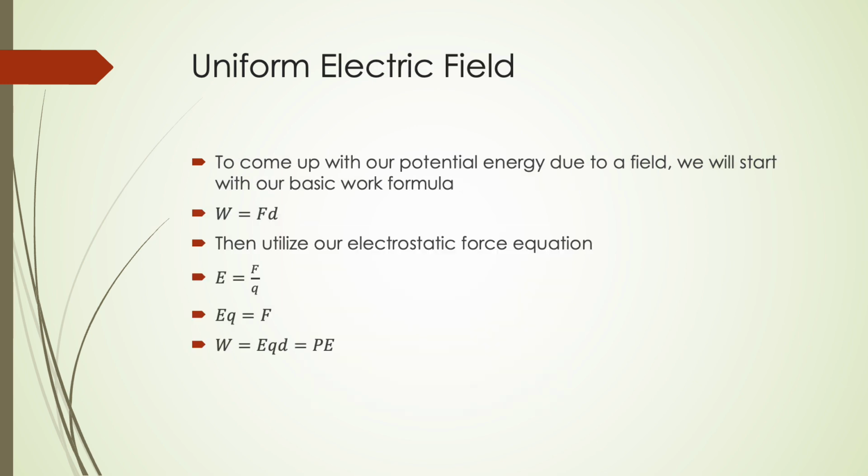Now with our uniform electric field, to come up with our potential energy due to a field, we'll start with our basic work formula. We know our work is force times distance, and then we can utilize our electrostatic force equation, where our electric field is equal to force over charge. Rearranging that to get force on its own, our electric field times our charge is our force. So we can substitute that back into work as force times distance. That gives us work is equal to our electric field times the charge times the distance, and that equals our potential energy.